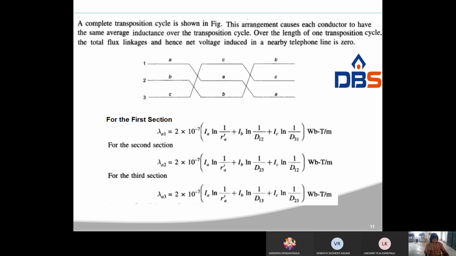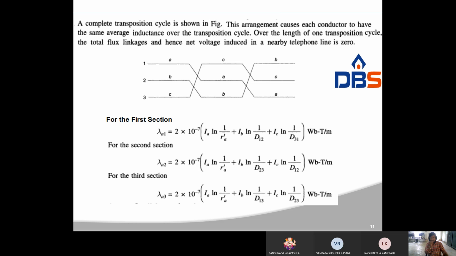The figure shows a phase transposed line of unsymmetrical spacing. Let us assume that each of the 3 sections is 1 meter in length. Now I am calculating the inductance of phase A only, not B and C, because they are the same. So all are same, that's why I am calculating this one, and the distance must be 1 meter length.